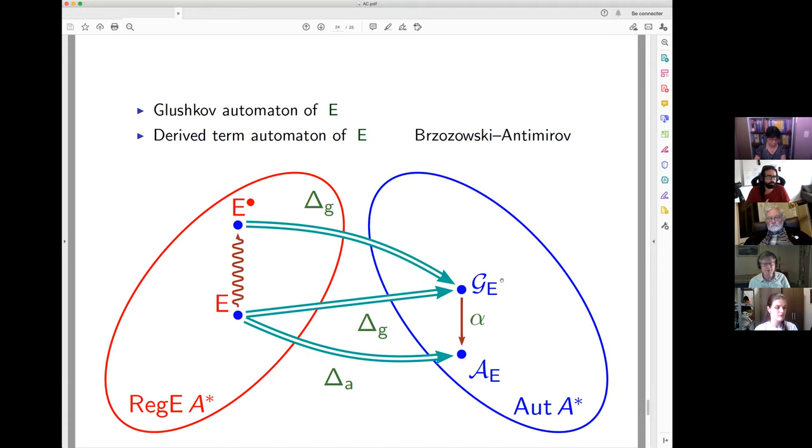which is a quotient of the Glushkov automaton. And so you have a direct algorithm that goes from the expression to this automaton. And you can also go from the expression to the Glushkov automaton and then take the quotient. So this gives another central position to the Glushkov automaton.